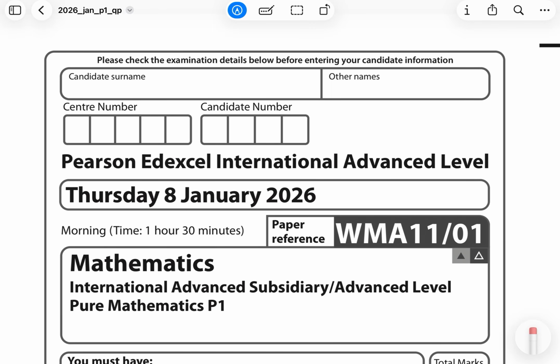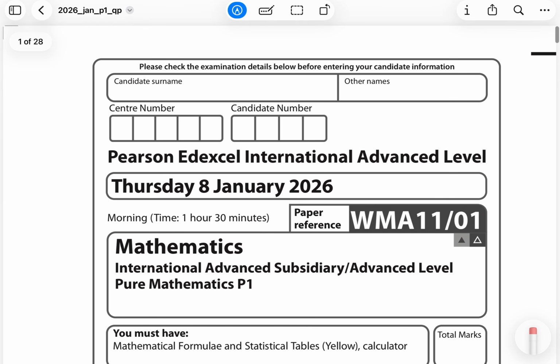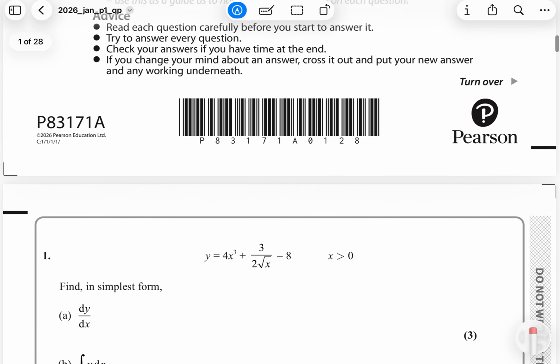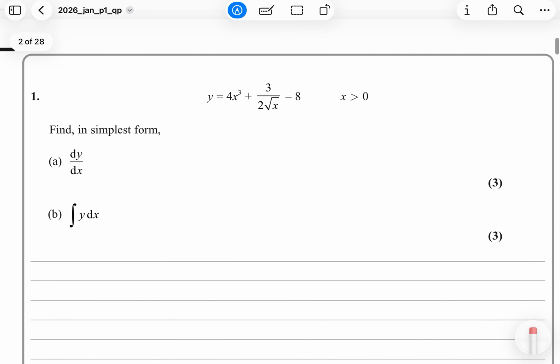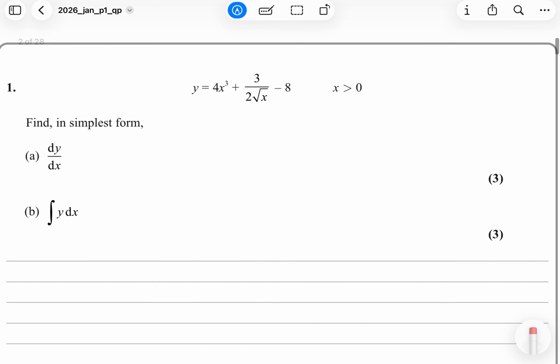Let's start our discussion with the 2026 January PO Maths P1 paper. So let's get into the first question. The first question is all about differentiation and integration.